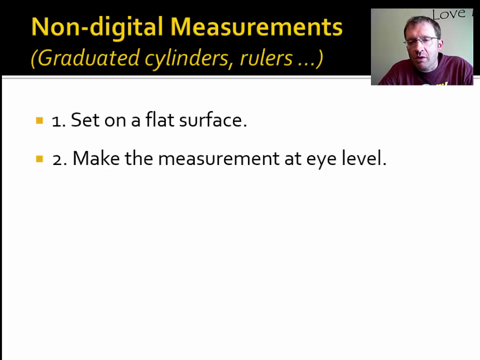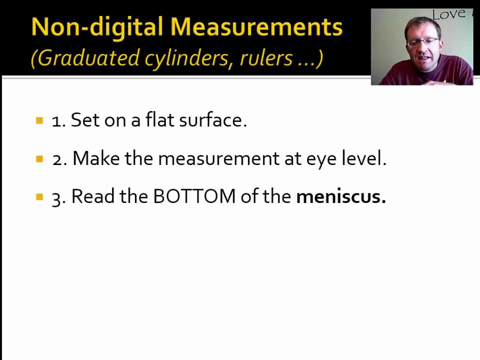Second, make measurements at eye level. That's especially important with a graduated cylinder. You want to hold it up? No, you want to set it down on the desk. And so then reading it at eye level will pretty much always mean getting down and crouching a little bit so that you're looking at it at eye level. It's really important that you do that. Otherwise, you have that sort of tilt factor built in.